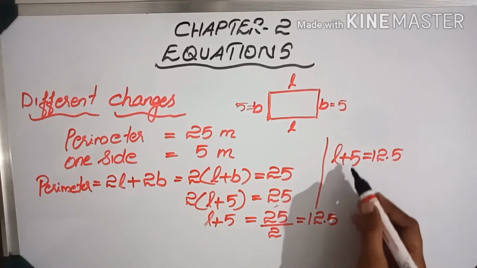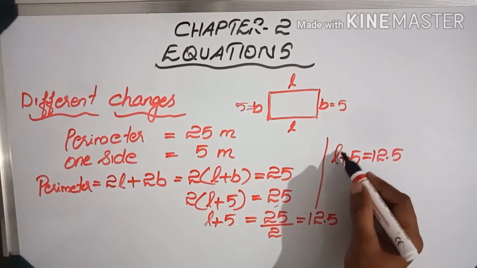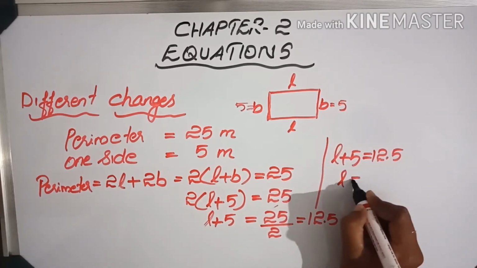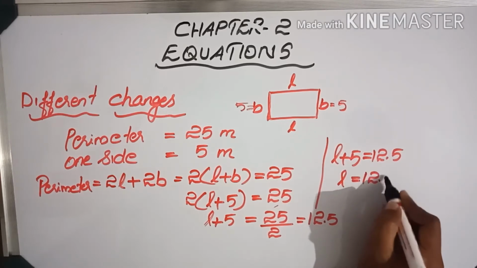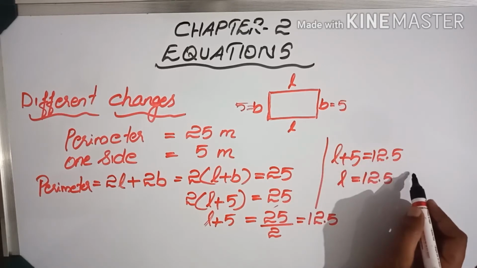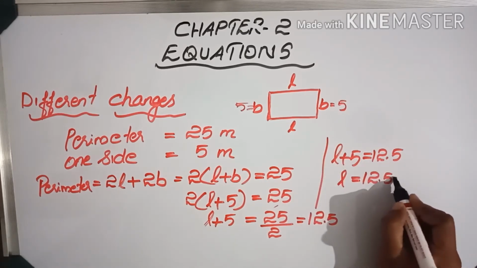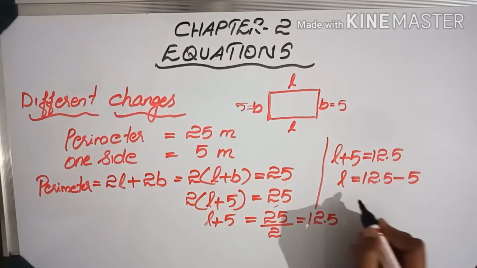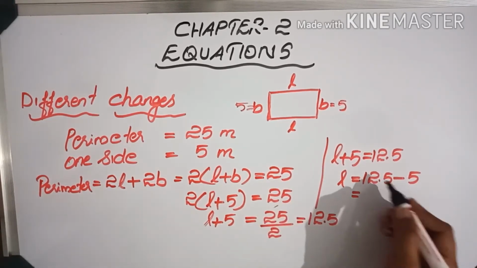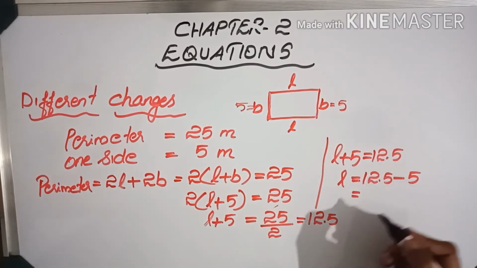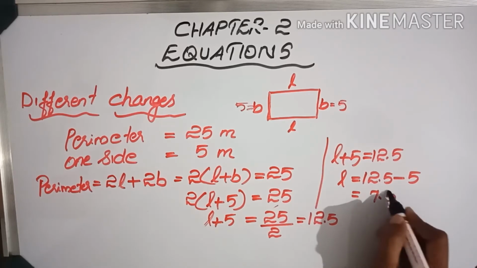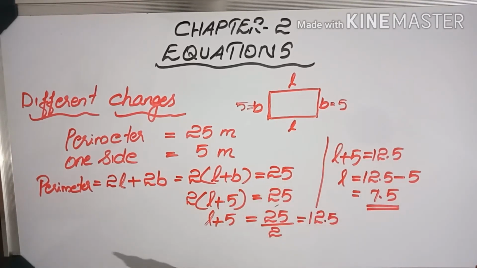Now in the next step, we need to find L. So let's keep L here and take this plus 5 to this side. So L equal to 12.5 plus 5, taking it to this side. Plus 5 coming to this side, the opposite of plus is minus, so minus 5. From 12 and a half, if we subtract 5, first 12 minus 5. 12 minus 5 is what? 7. Then one more half is there. So 7.5.